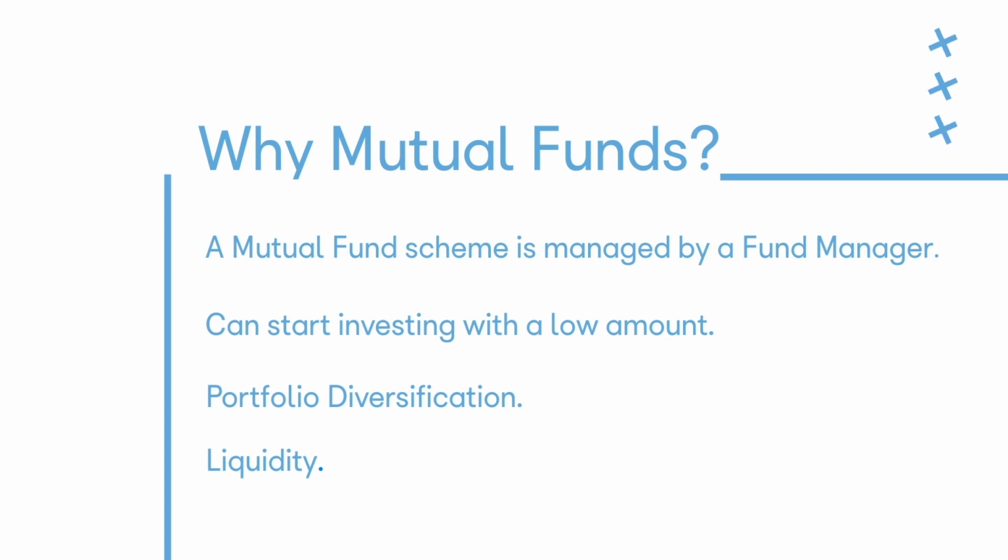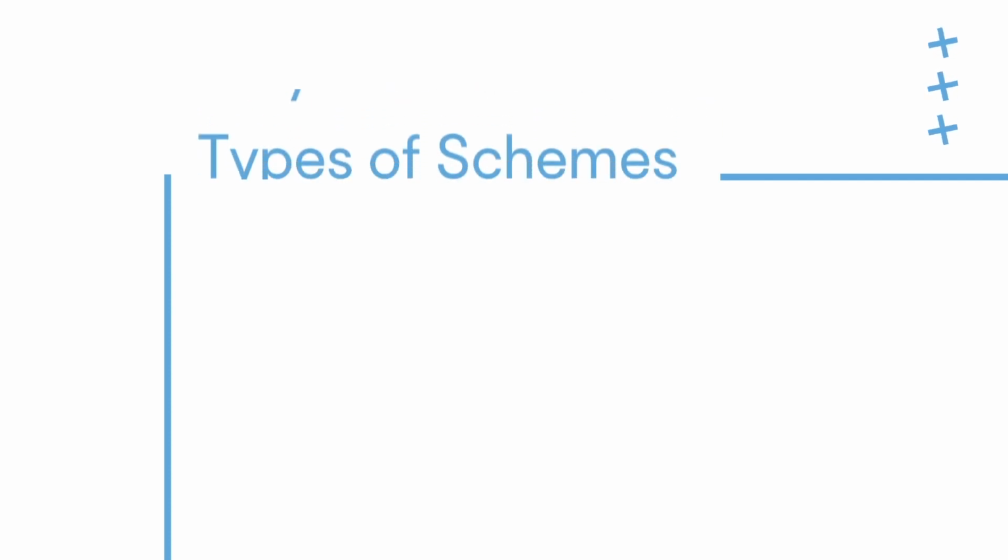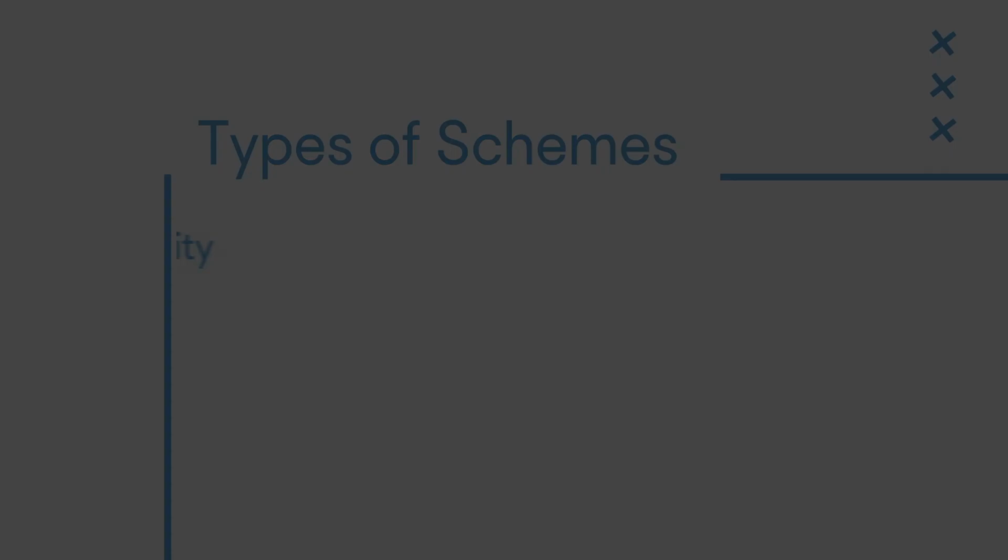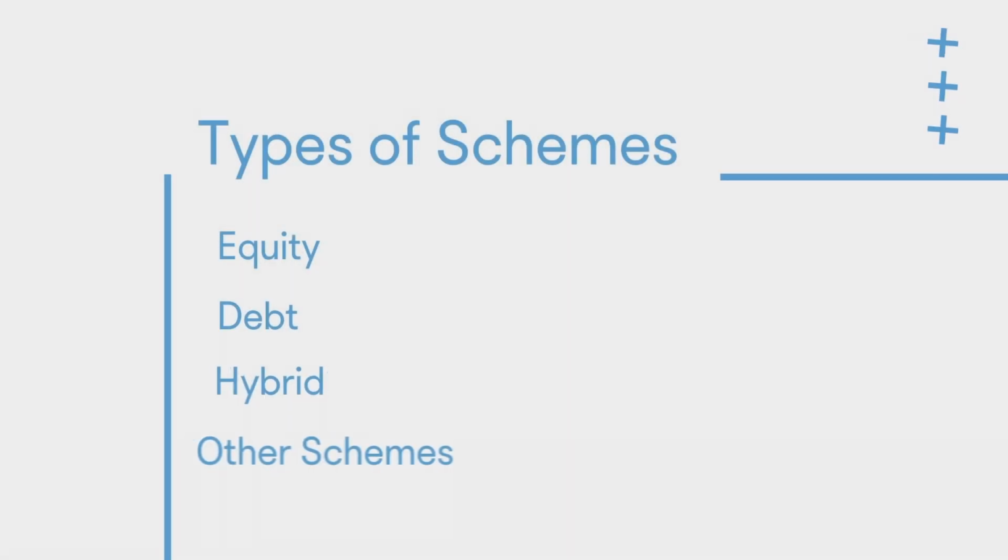One of the biggest factors in mutual funds is the liquidity. Apart from the exit load, you can extract the invested amount easily in a couple of steps. Mutual funds are popularly categorized into equity, debt, hybrid, and a few other schemes. Equity schemes, as the name suggests, you invest in company shares.